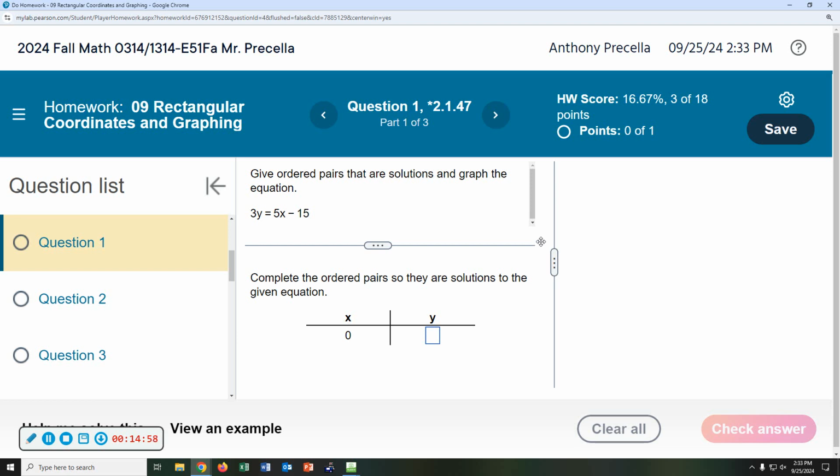So this is number 1. Here's the equation they want us to graph: 3y equals 5x minus 15. It says, give ordered pairs that are solutions and graph the equation. They're giving us a table of values. Complete the ordered pairs so that they are solutions to the given equation.